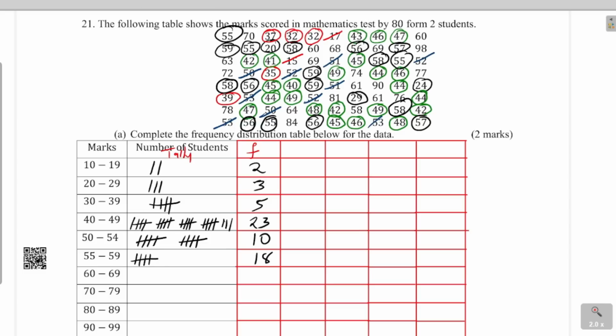1, 2, 3, 4, 5, three times. Those are 15. Then 18. 60 to 69. 63, there's 64, 60, 60, 69 is there, 68, 61.